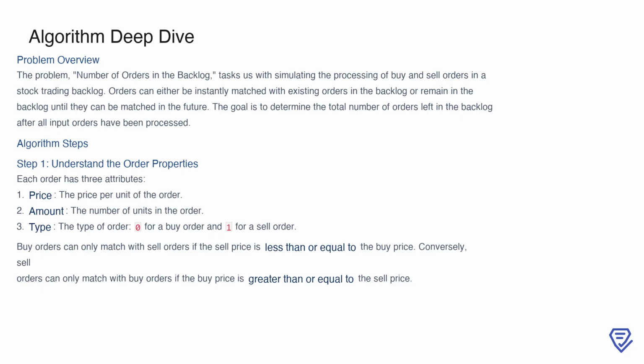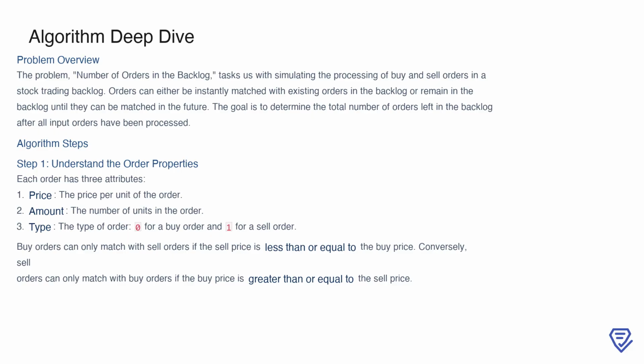Orders can either be matched instantly, if there's a compatible order already in the backlog, or they remain in the backlog until a future match becomes possible. The ultimate goal is to determine how many orders are left in the backlog after all given orders have been processed. To begin, we need to understand the properties of an order.